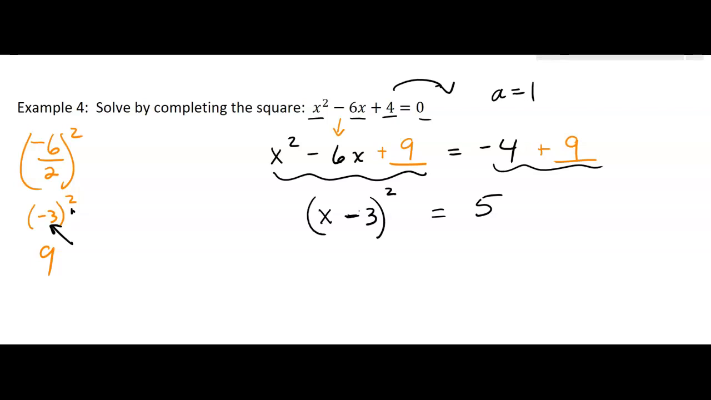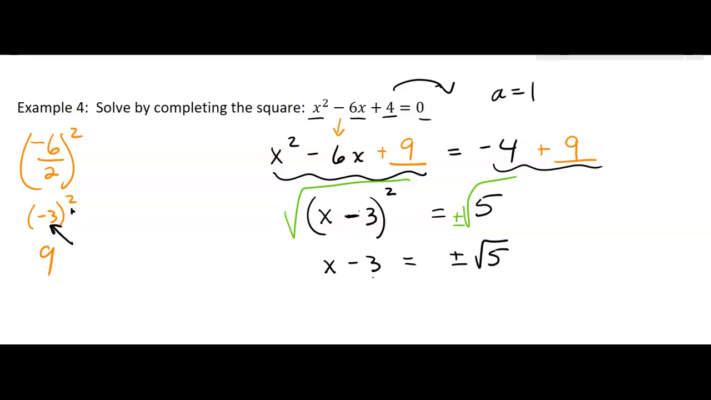Now it should look like an example we did a few videos back, where we were going to just apply the square root property. We're going to do that by taking the square root of both sides. Don't forget the plus or minus. Okay. Do I know the square root of 5? Well, it's an irrational number, so I just leave it the square root of 5. But I have x minus 3 equals plus or minus the square root of 5.